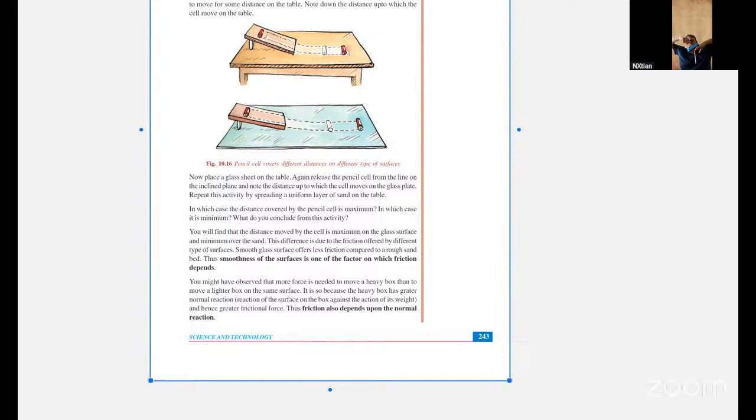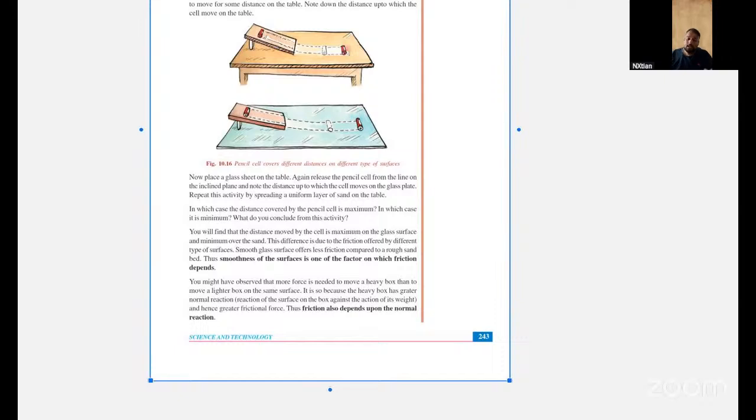Are you with me? The normal is going to look like this now. In this case, what will happen? Because the weight, the gravity, and the normal reaction are not aligned, it is easy to move. That's why on an inclined plane, it's easy to move, because the normal, which is at 90 degrees to the surface, and the gravity are not aligned with each other. Are you with me?